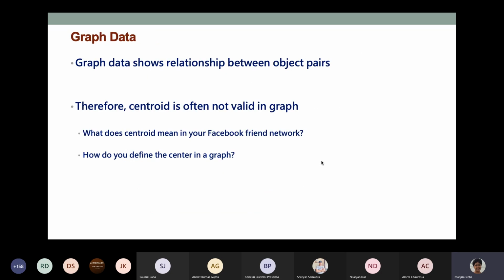Graph data shows relationships between object pairs, that is, two objects. Therefore the centroid, like the mean and mode we were calculating, which are all measures of central tendency statistically, are often not valid in a graph. Because what does a centroid mean in your Facebook friend network? You just cannot average and say, okay, this person is the representative of my network. No. Then how do we define it? But in many mathematical or machine learning operations, we need to identify a center. So how do I define that?